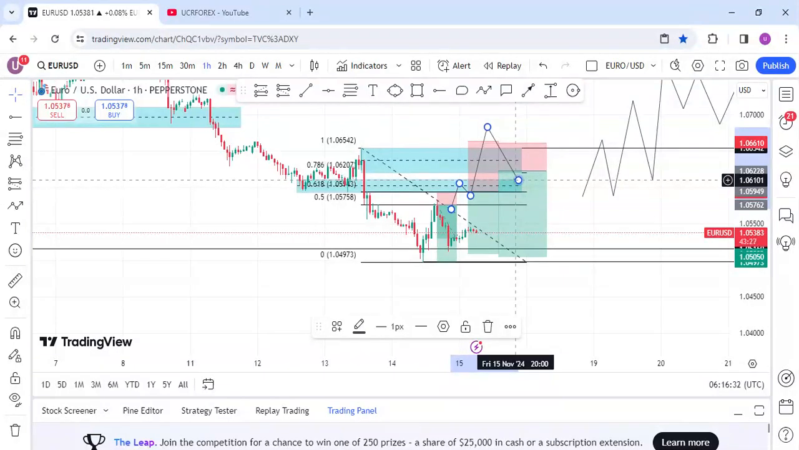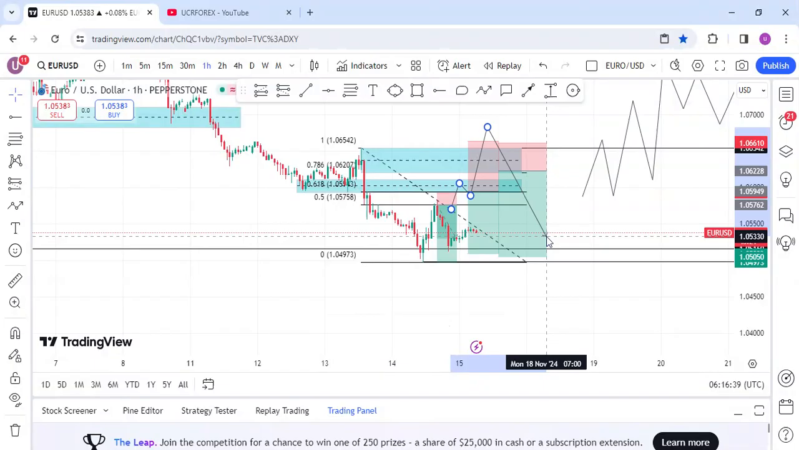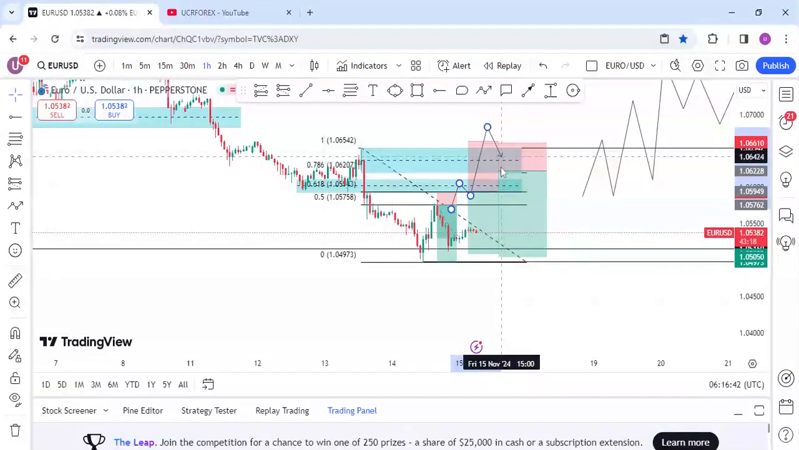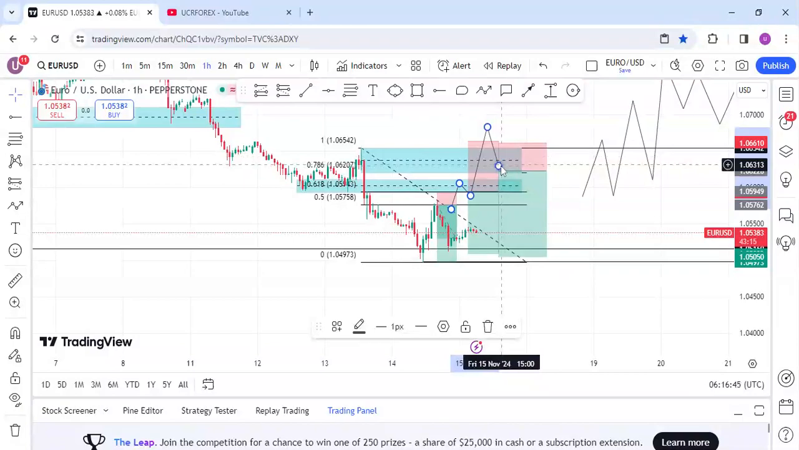Now you have to reset your Fib and look for another 78% level to take price up whenever it retraces back to that zone. So it should not be that the market hit your stop loss and you're still pressing that sell again. It's not necessary.